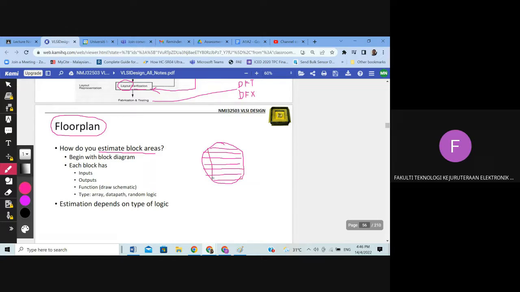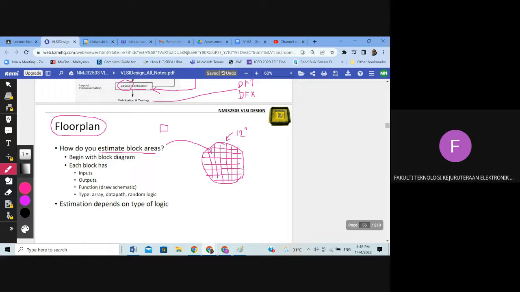You want to estimate how many dies you can fit on the wafer. So normally we use floor planning to estimate the size of the die. This is the die. The wafer is normally 12 inches in size, and your die depends on the design, but it is smaller than that.